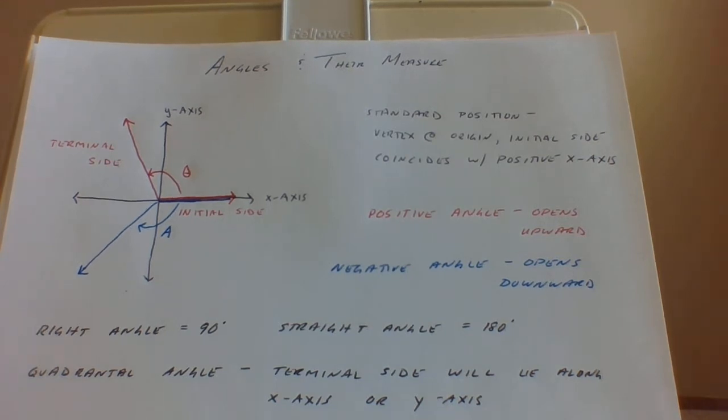And let's talk about a couple more key terms you're going to need in this section. If we're talking about right angles, obviously we're talking about an angle that is 90 degrees. A straight angle would form a straight line or be 180 degrees. And a quadrantal angle is one where the terminal side is going to lie along either the x-axis or the y-axis, not necessarily in one of the quadrants like you see in this example.